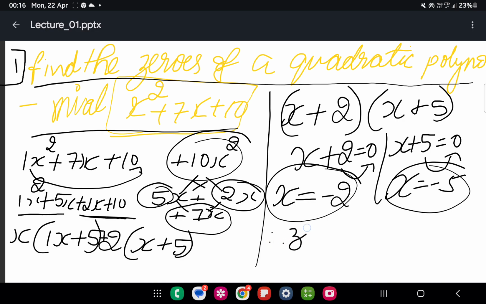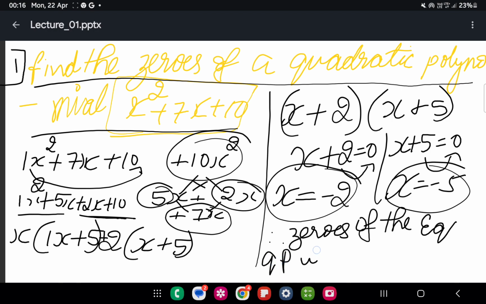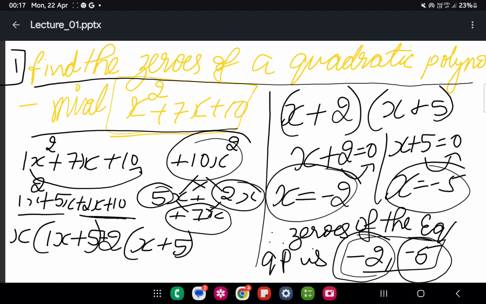Therefore the zeros of this quadratic polynomial are minus 2 comma minus 5. This is the way we find the zeros of the quadratic polynomial. Next we will apply the formula method for this same problem. I hope you understand how we got the zeros of the equation, minus 2 and minus 5.